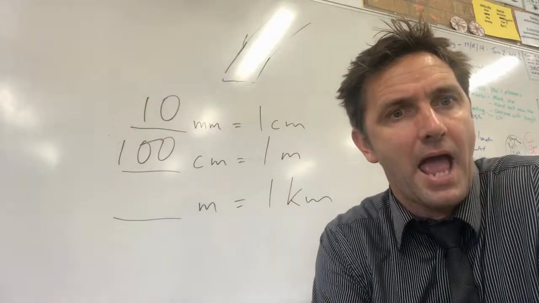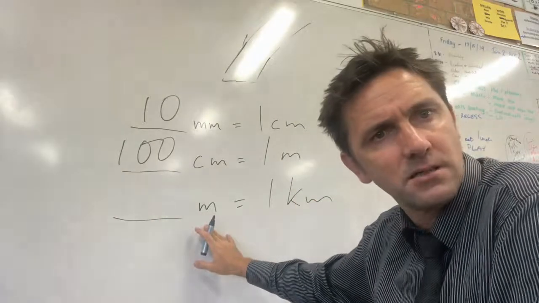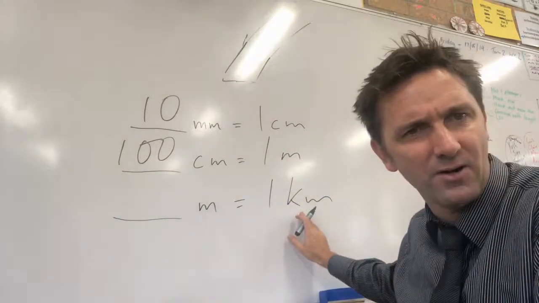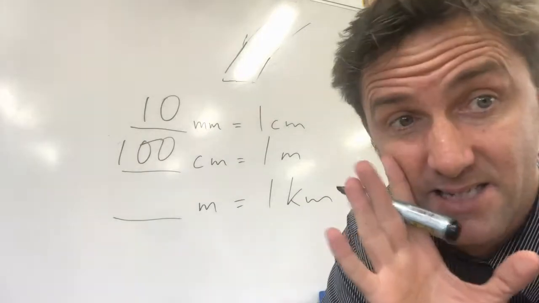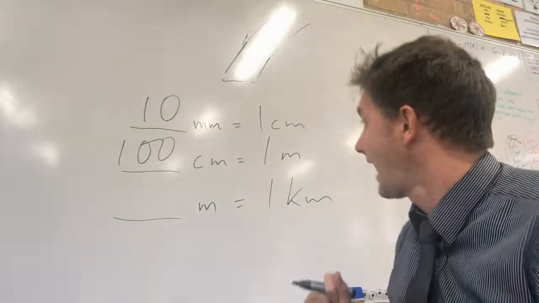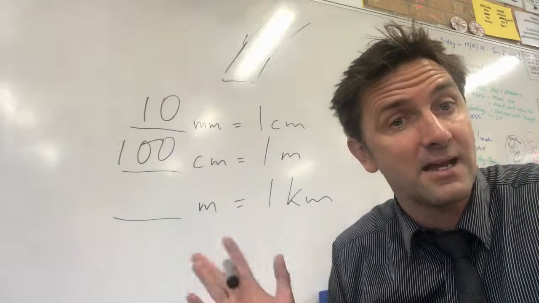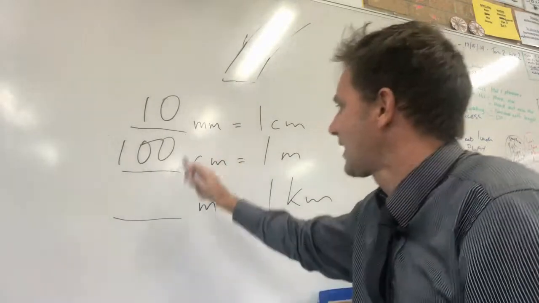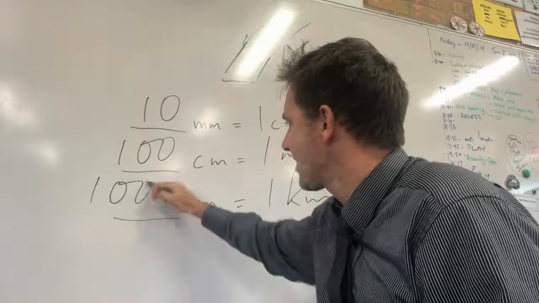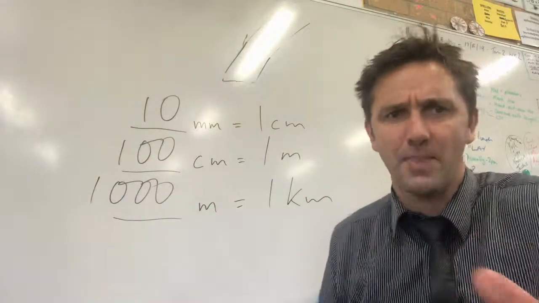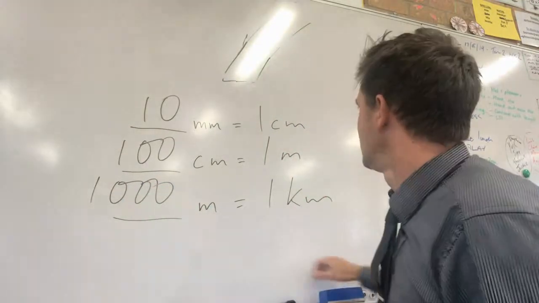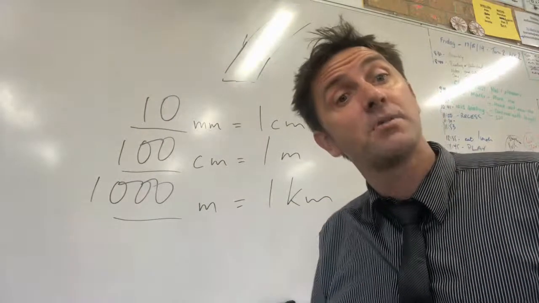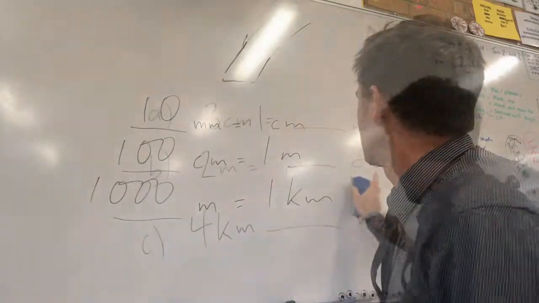Last one. How many metres in a kilometre? And kilo means 1,000. There's a hint. Kilo means 1,000. Okay. Anyway, how many metres in a kilometre? Pause me. Write it down. Okay. 1,000. Okay. I hope you got that. If you didn't get it, fix it and get it now. I'm going to ask you just a couple of other questions just to see how you're going.